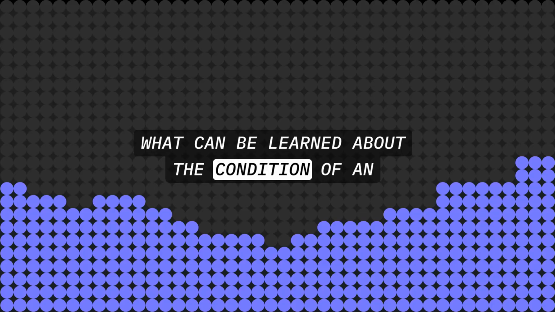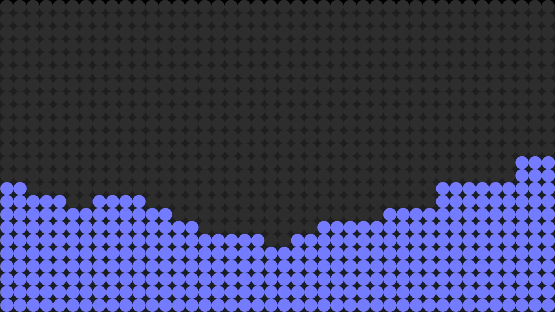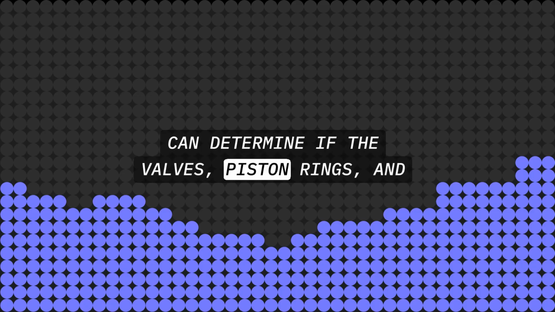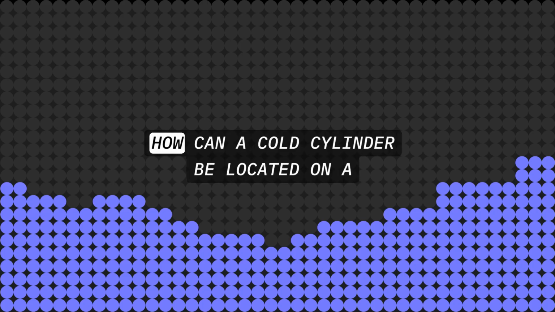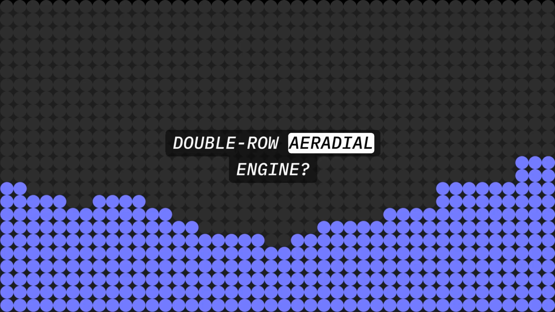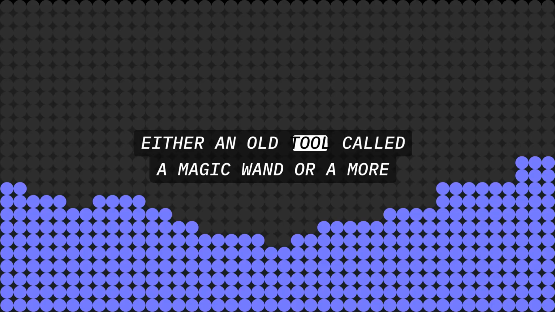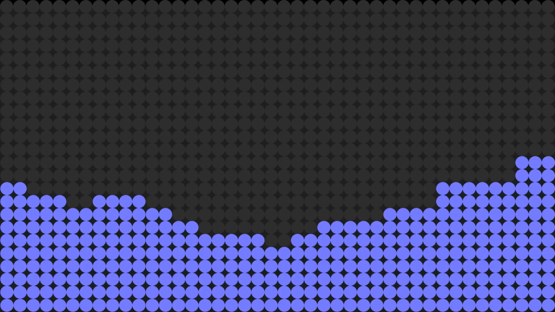What can be learned about the condition of an engine by studying the results of a compression check? From a cylinder compression check, you can determine if the valves, piston rings, and pistons are adequately sealing the combustion chamber. How can a cold cylinder be located on a double-row radial engine? Either an old tool called a magic wand or a more modern infrared laser thermometer. What instrument can be used to check bore for out of roundness?